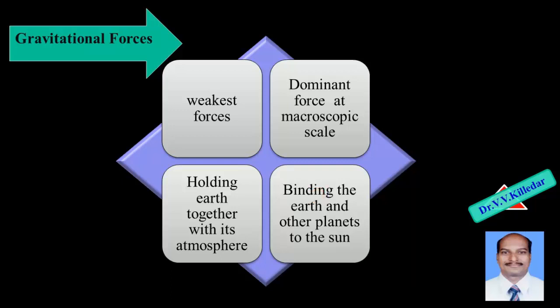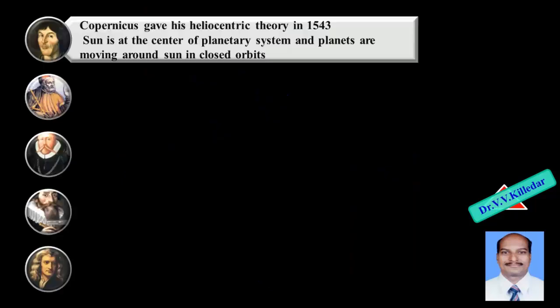Binding the earth and the other planets to the sun, or binding the stars together into galaxies, etc. So, the gravitational force is the cause of formation, shape and trajectory of the astronomical bodies.